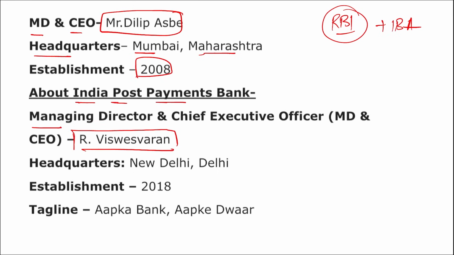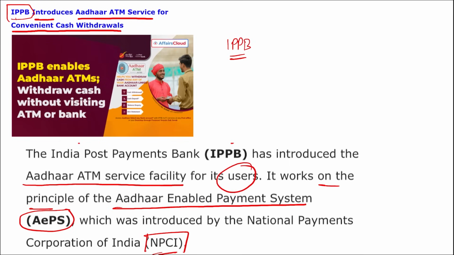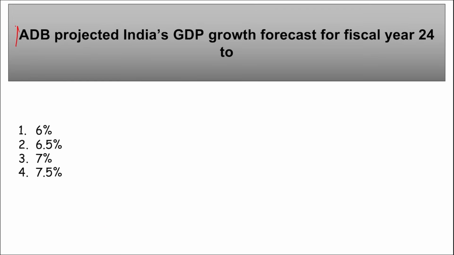Vishweshwaran, headquarter New Delhi, established in 2018, and the tagline for IPPB is Aapka Bank, Aapke Dwar. Correct? And this only IPPB, they launched this online Aadhaar ATM facility to provide cash specifically in the rural areas directly at their doorstep, as the postmen will be coming and you do not have to visit any bank or ATM for this. Next is Asian Development Bank.